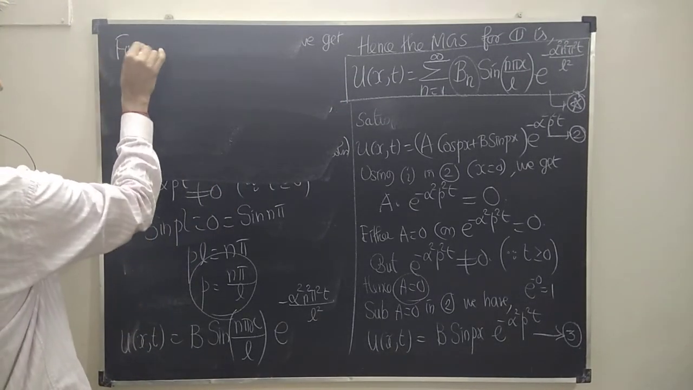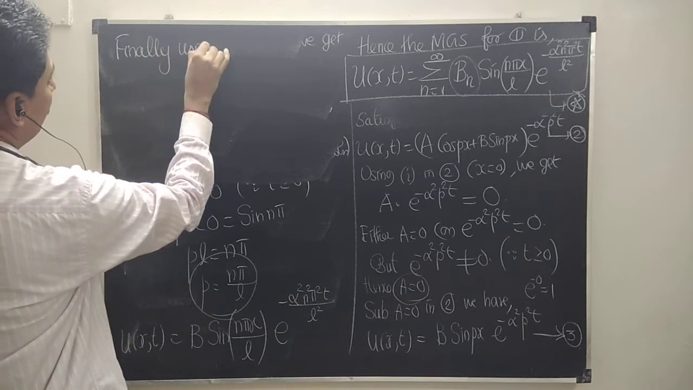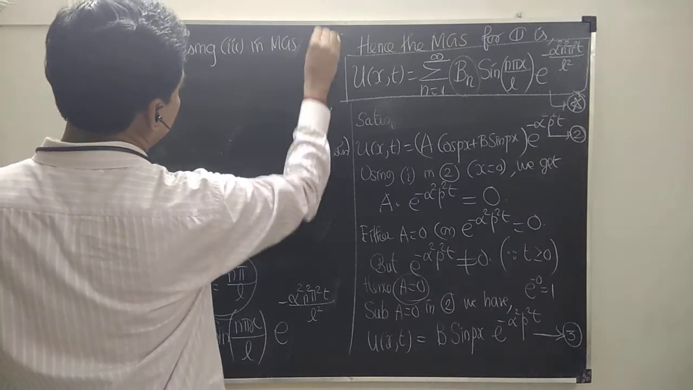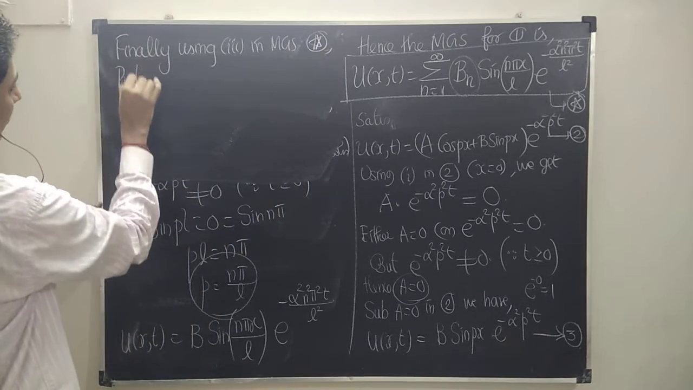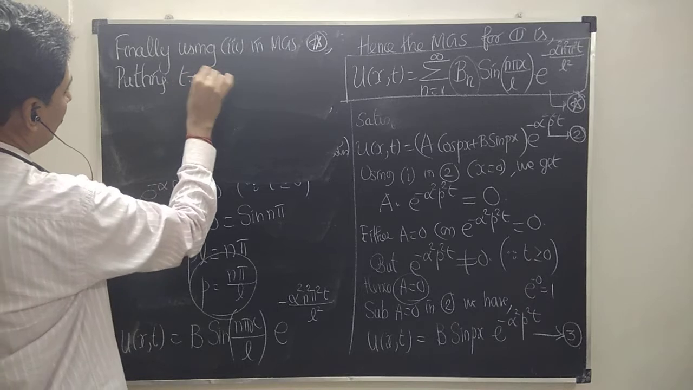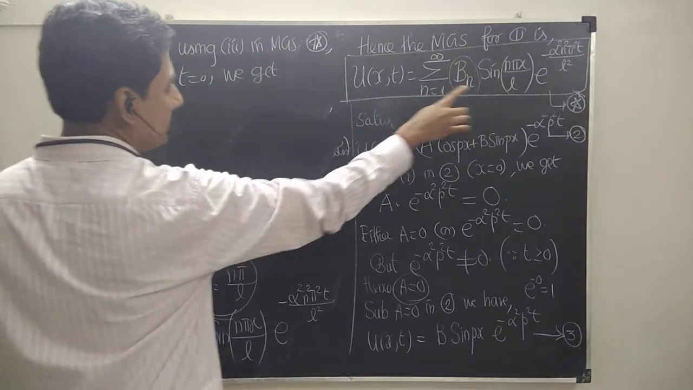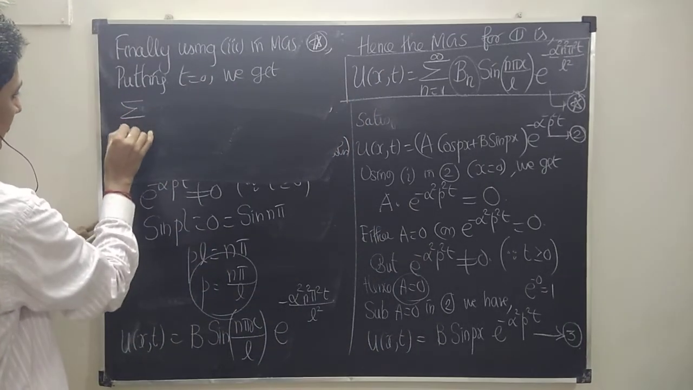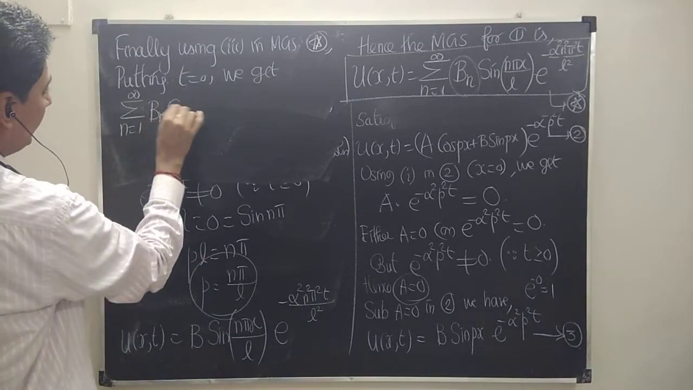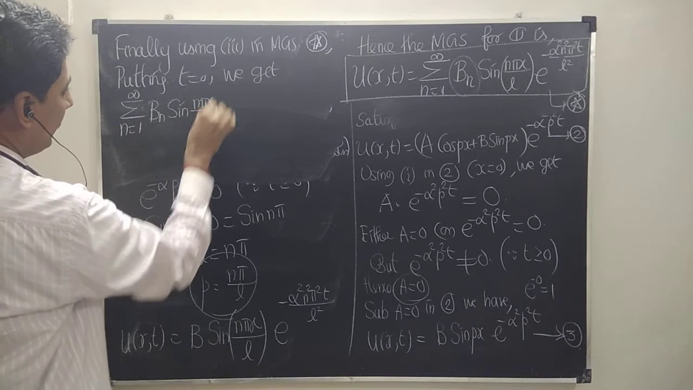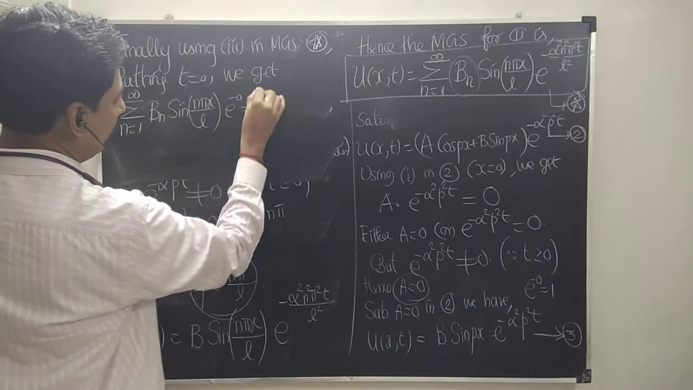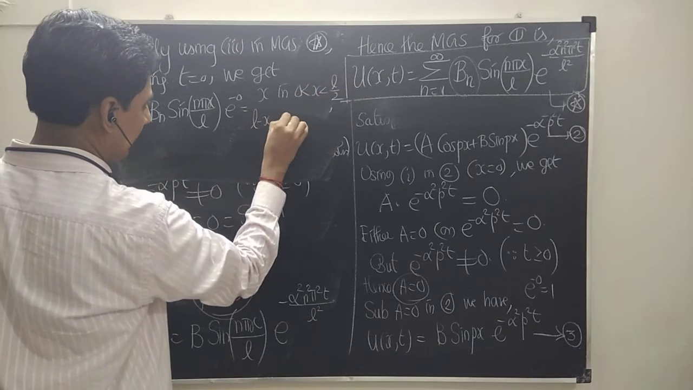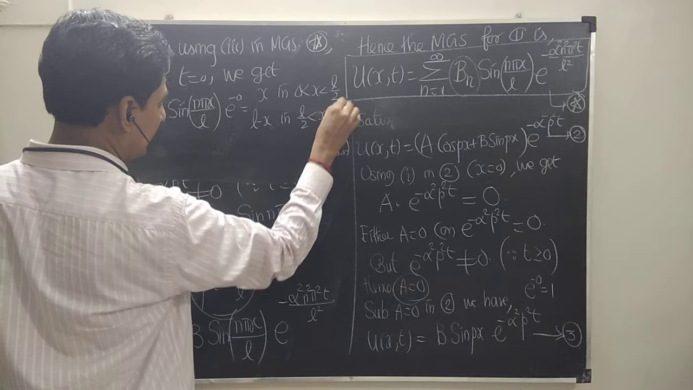So, finally, using the condition number 3 in the star equation, by putting t equal to 0, we get e power minus 0, which is 1. So, the left hand side is sigma n equal to 1 to infinity, capital Bn into sin n pi x by L, into e power minus 0, is equal to x in 0 less than x less than L by 2, L minus x in L by 2 less than x less than L.